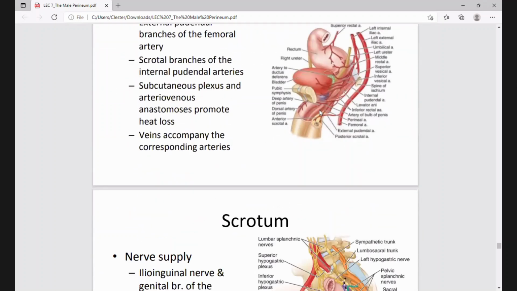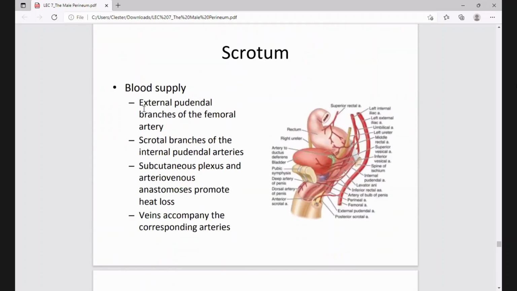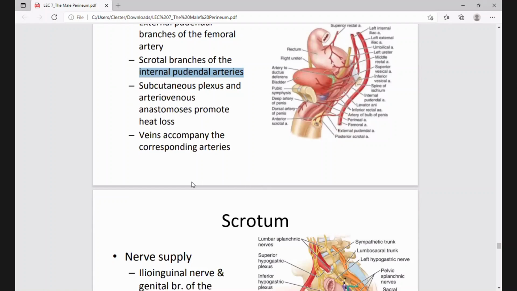Now the scrotum itself, okay, is supplied by blood vessels coming from the femoral, the external pudendal branch of the femoral, and branches coming from the internal pudendal. Now you also have a subcutaneous plexus of arteriovenous anastomosis that promotes heat loss from the scrotal skin. Okay. There are veins, of course, that accompany the arteries.